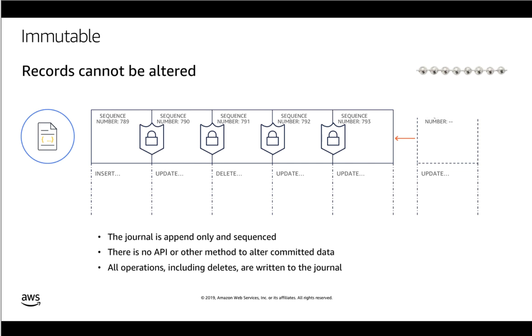Now, a great analogy to think of what a journal looks like is a string of pearls. The journal is append only and sequenced. All operations for a journal, including updates and deletes, everything is written to the journal. There are no APIs or other methods to alter data that's once been committed to the journal. So this capability allows QLDB and the applications built on top to be immutable.